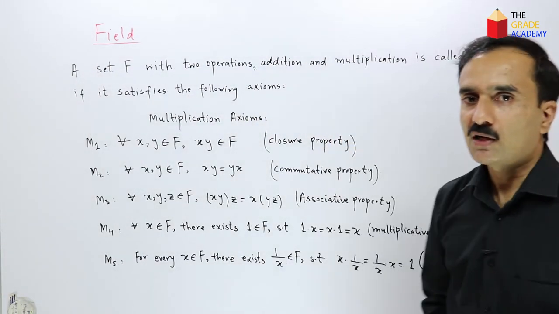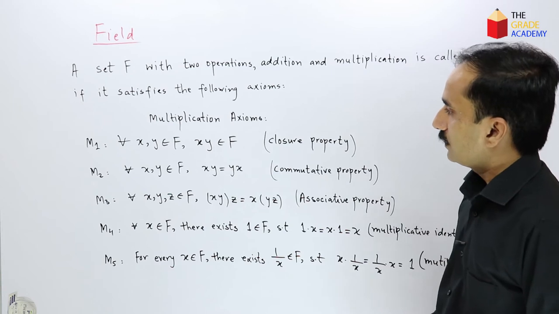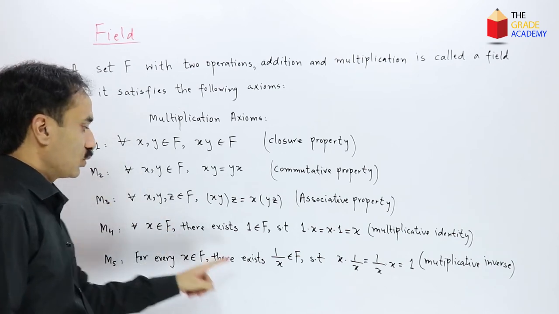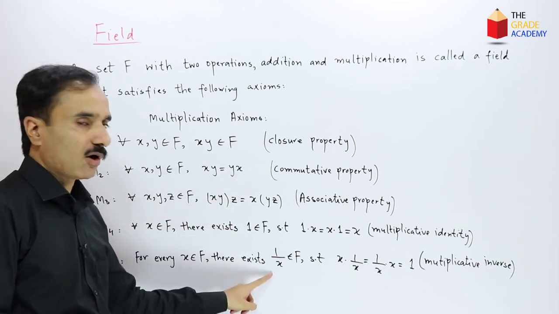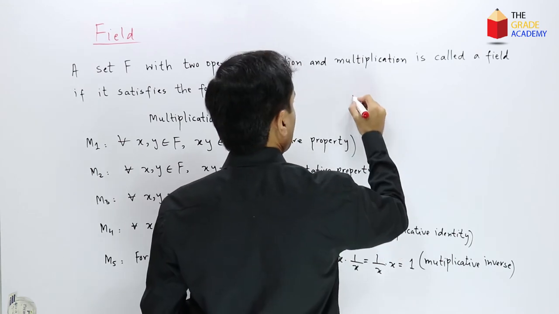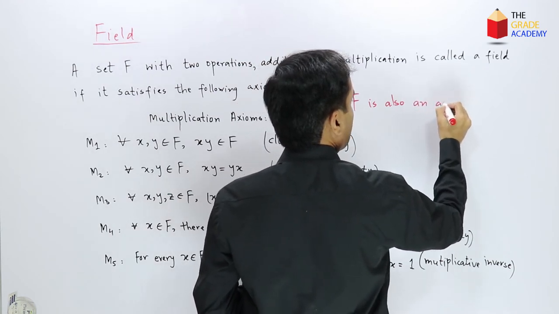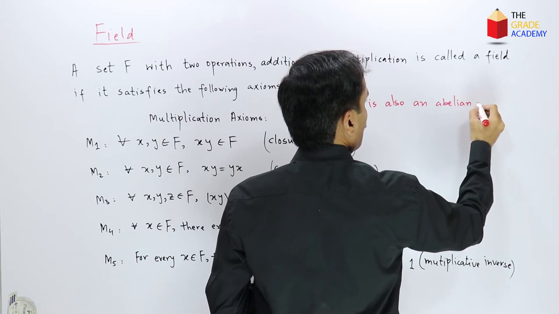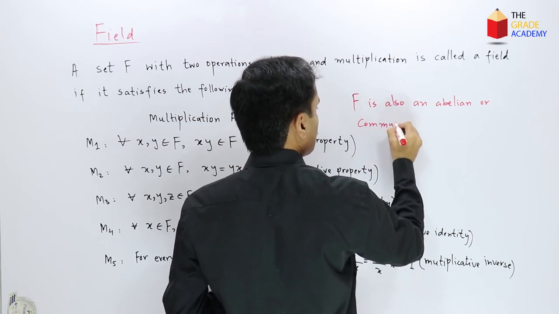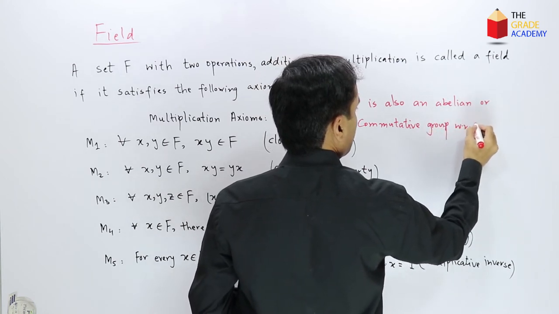So if you again recall the concept of group, we can see that these are also the axioms for an abelian or commutative group with respect to multiplication. So it means F is also an abelian or commutative group with respect to multiplication.